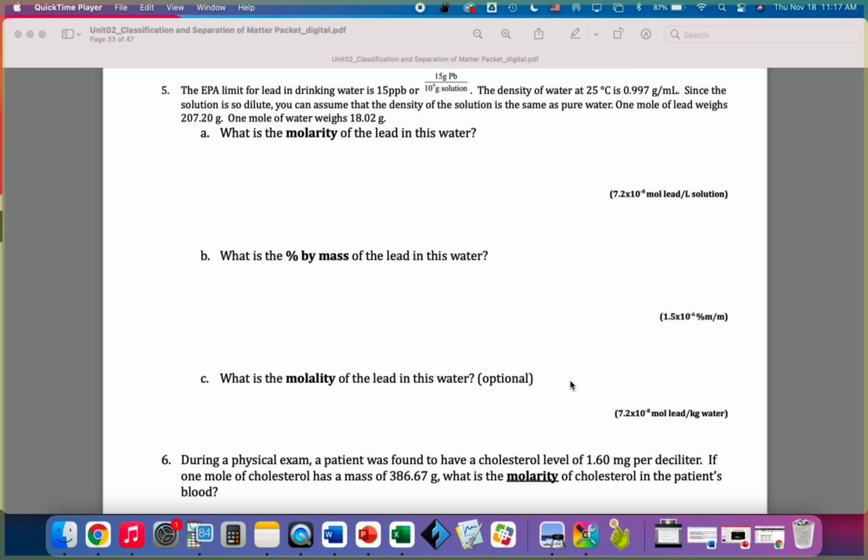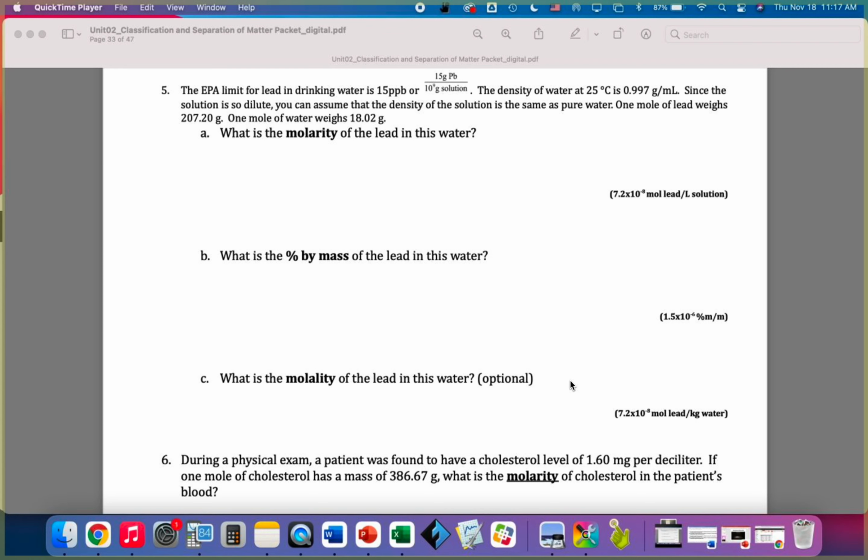Now, just to prove it to ourselves, what would we get had we not included that 15 grams on the bottom? You'd have 15 grams on top, divided by the 10 to the 9th on the bottom. And then, what did we have to do? That would be grams. Oh, we had to convert to kilograms, so we multiplied by 10 to the 3rd on top. That would be kilograms of water on the bottom. Then we had to divide by 207.2.